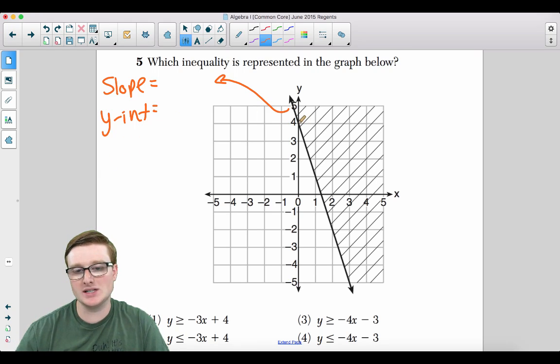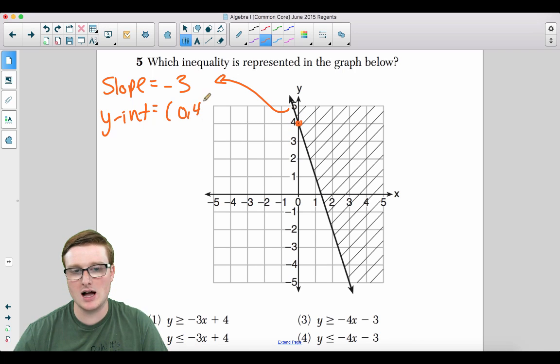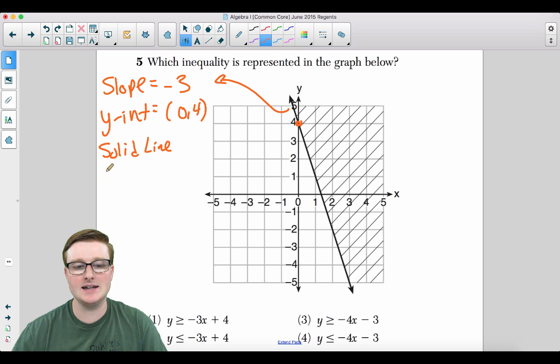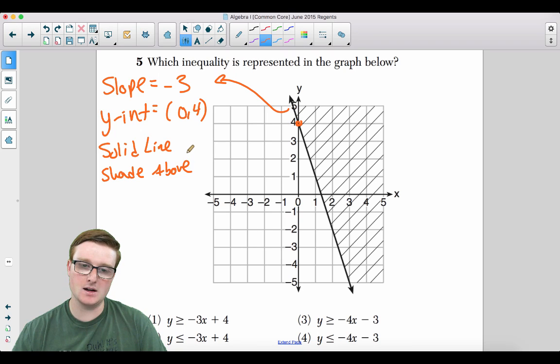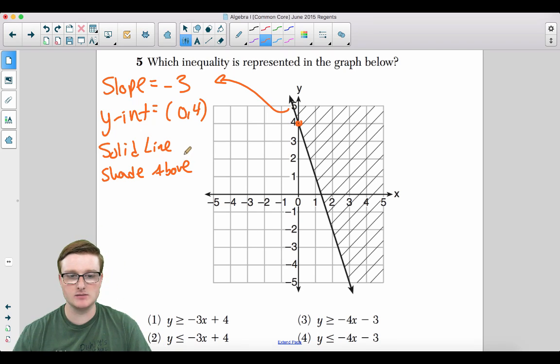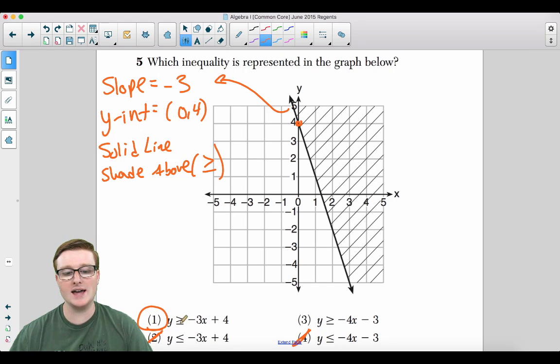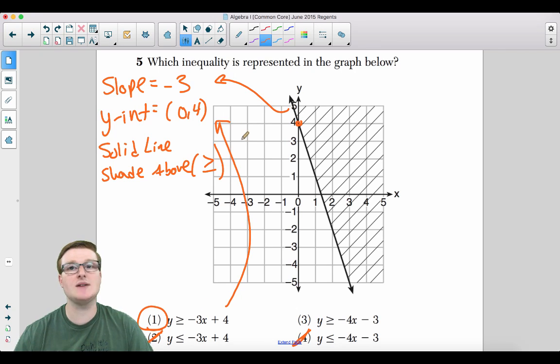So the slope in this case, of course, is negative. It's going down 1, 2, 3 to the left 1. So your slope is negative 3. Your y-intercept is (0, 4). It is a solid line, and it is shading above. And if it's shading above, it's greater than or equal to. So we could knock out choice 4 and choice 2. It's got to be choice 1: y is greater than or equal to negative 3x plus 4. That matches all this information that I gave to you up here.